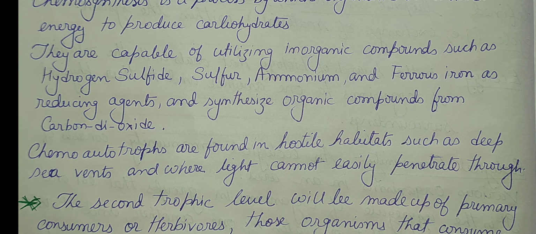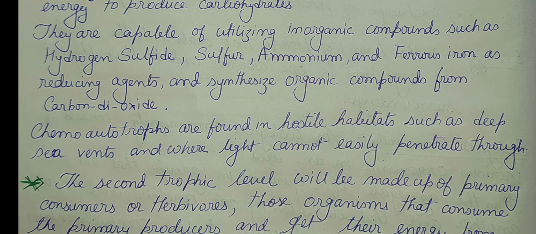As you can see, chemoautotrophs are found in hostile habitats, which are extreme conditions not favorable for organisms to grow, such as deep sea vents, where light cannot easily penetrate. So they have modified their system, they have acclimatized, better to say, their structure to make food from chemosynthesis.